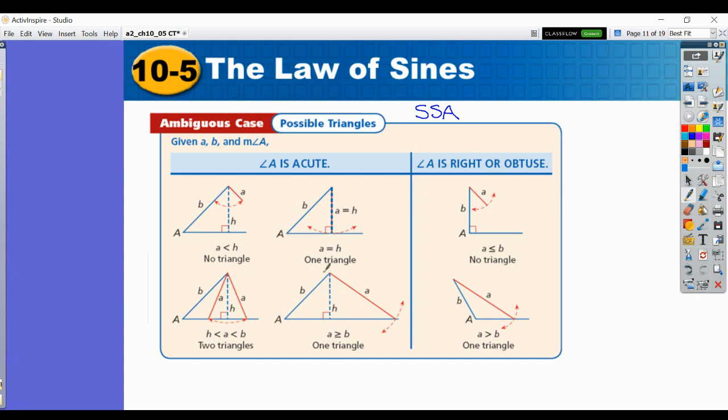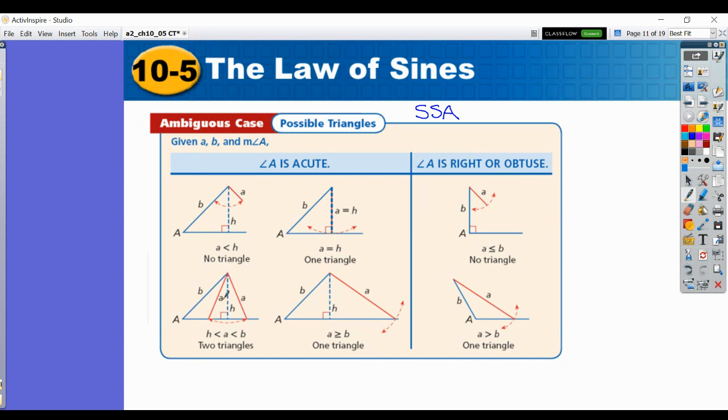Over here, what we have is if A is an acute angle. So when they give you side-side-angle, if this angle that they give you is acute, we have four different things that can happen. Let's start top left. If a is shorter than the height, we'll explain how to find the height in a minute, then we are not going to have a triangle because it doesn't reach. And if a is equal to h, then we're going to have one triangle, and it's going to have a right angle right there, actually, because that's right where it just touches. So if a is equal to h, we get one triangle.